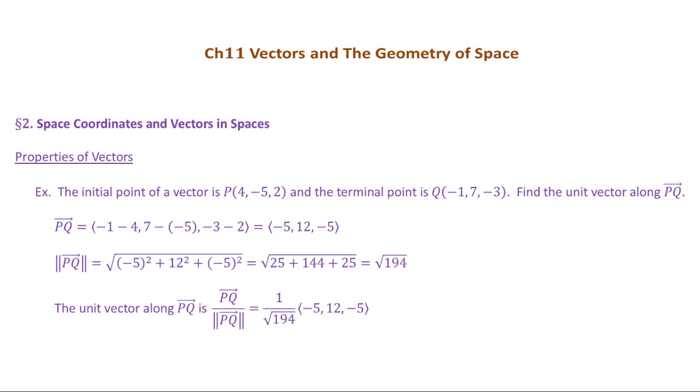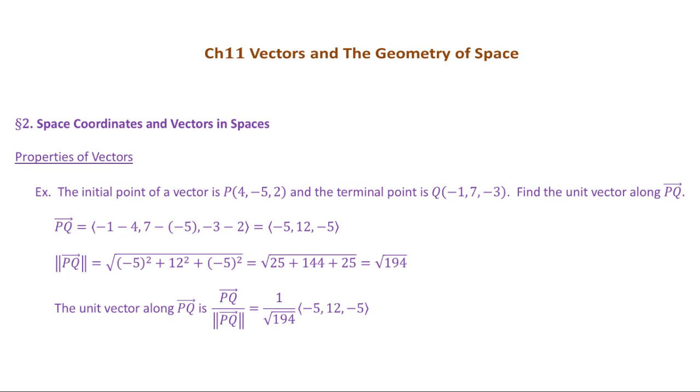All right. And there's not much you can do by simplifying it, so you can leave it as it is. So the unit vector in the direction of PQ is just the vector PQ over the length of PQ. So that's 1 over square root of 194 times the vector PQ, which is -5, 12, and -5. So that's the final answer.